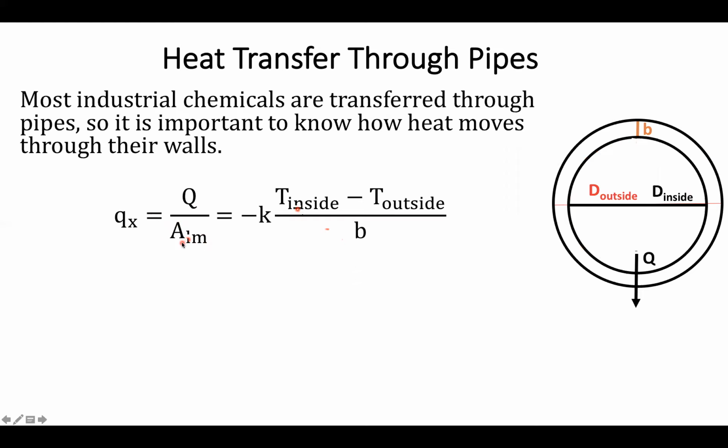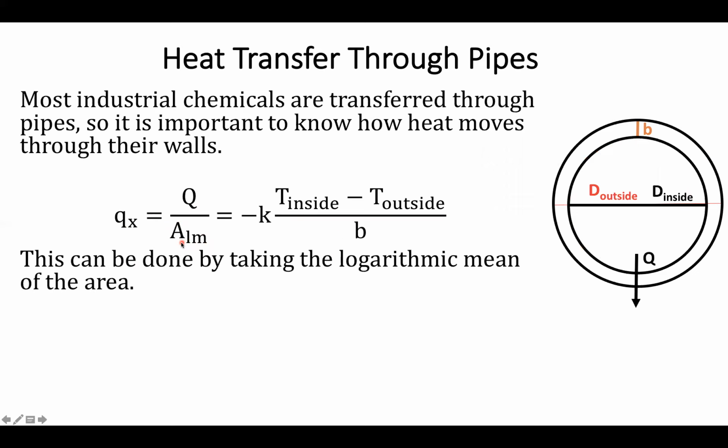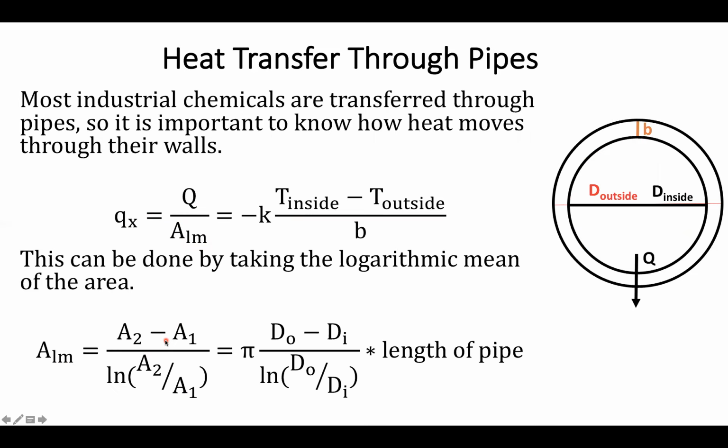Turns out we're going to make use of something called the logarithmic mean of the area, which is essentially a fancier version of taking the average. So the idea of the logarithmic mean is I'm going to take the difference of the outside and the inside area and then divide it by the natural log of the ratio of these two areas. It's essentially a more accurate version of taking an average.